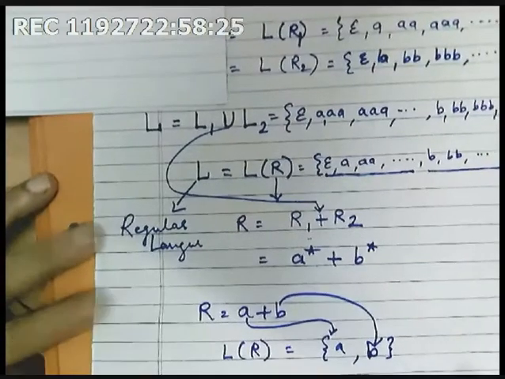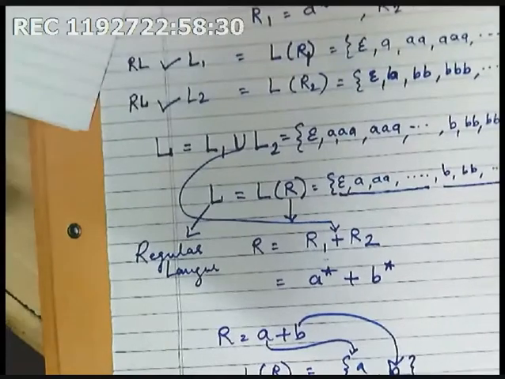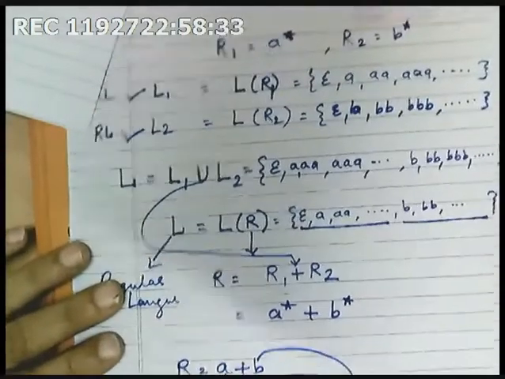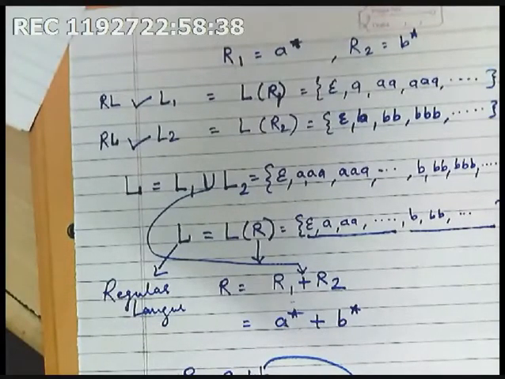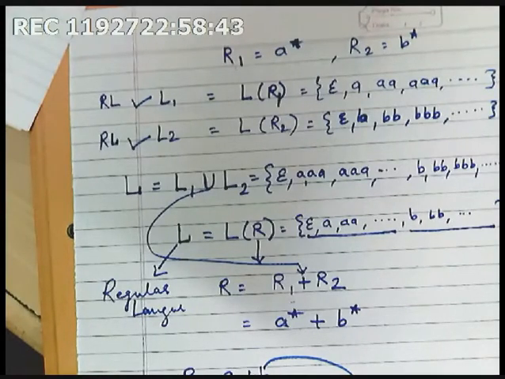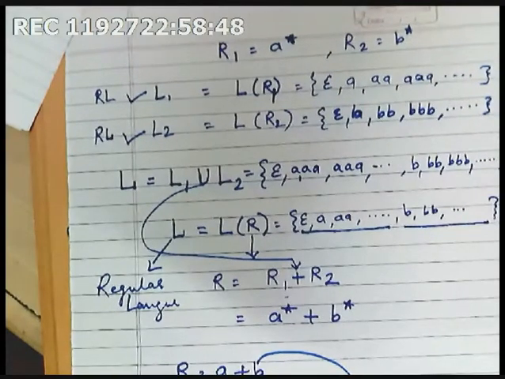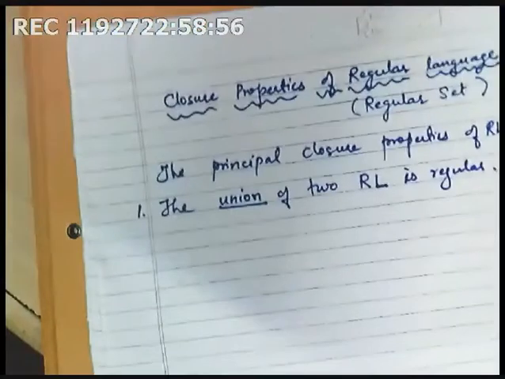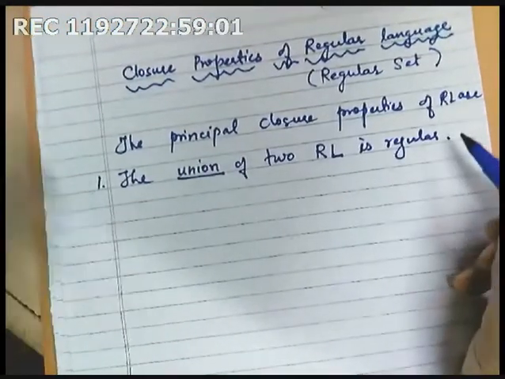So this is one kind of explanation of how you can prove that regular languages are closed under the union operation. What are the other operations under which regular languages are closed? We will now discuss. And I will share the proof PPT with you for all these closure properties. So the very first I have already discussed: the union of two regular languages is also regular.